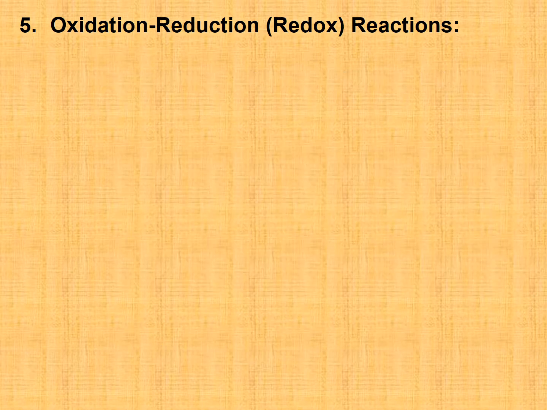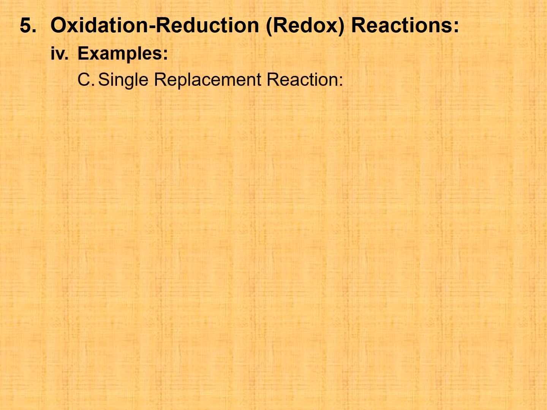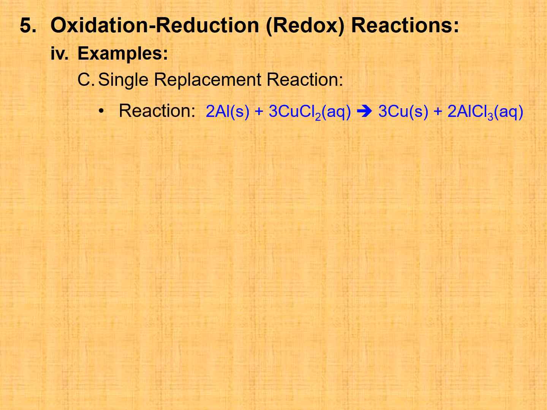So we've seen in the previous 2 examples that combustion reactions and certain combination reactions can also be classified as redox reactions. In this example, we'll see how single replacement reactions also fall under the umbrella of redox reactions. We'll consider the single replacement reaction between aluminum and copper 2 chloride. We know that since aluminum is higher on the activity series than copper, that is, it is more reactive than copper, it will become an ion and replace copper in forming the compound aluminum chloride.